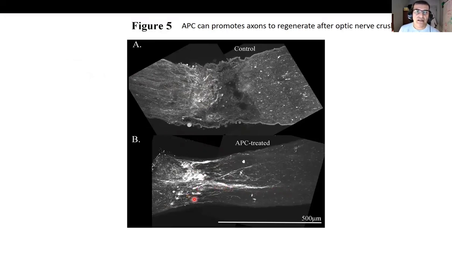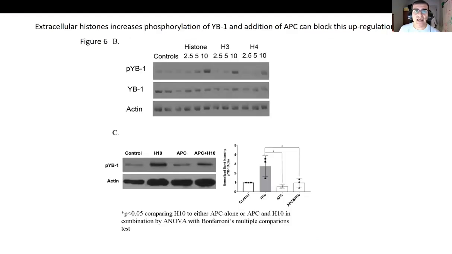To understand the molecular actions that histones could be having on the cortical neurons, we looked for a transcription factor called YB1, and we were looking at phosphorylation of it in the presence of either mixed histones or recombinant H3 or H4. And what we observed in a dose-dependent fashion is that histones do upregulate the phosphorylation of YB1. When we combined APC with histones, we observe that we can downregulate this phosphorylation.